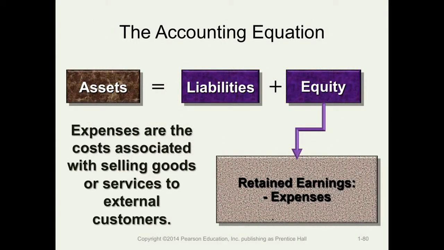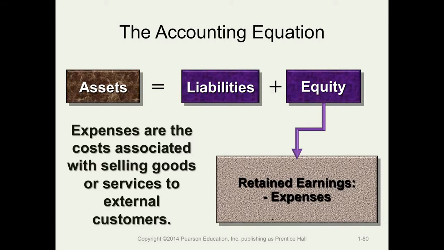The next element of net income is expenses. That element tells you that expenses are the costs associated with selling your product or providing services to those outside the entity. So, answering what are expenses: these are the cost or the disbursement of assets in order to provide goods and services.